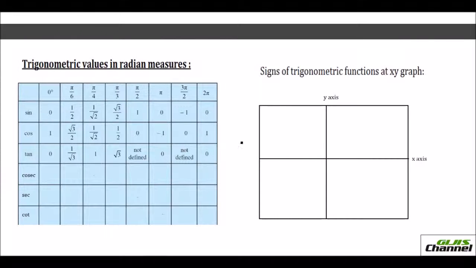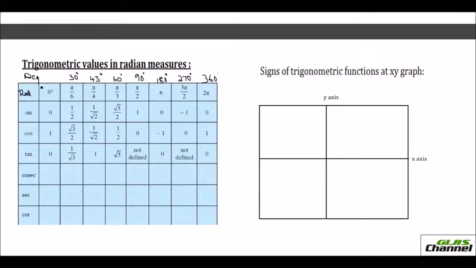Then the trigonometric values. Now you have learned the trigonometric values in degree measures. Here I have converted the degree measures to radians and written them. So this pi over 6 would be 30 degrees, and pi over 4 is 45 degrees. This one is 60 degrees and this would be 90 degrees. This is 180 degrees, 270 degrees and 360 degrees. I have taken the complete rotation here. Here I have shown it in radians and here I have written it in degree measures.